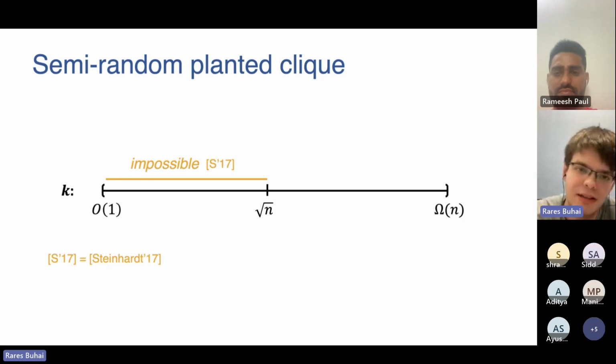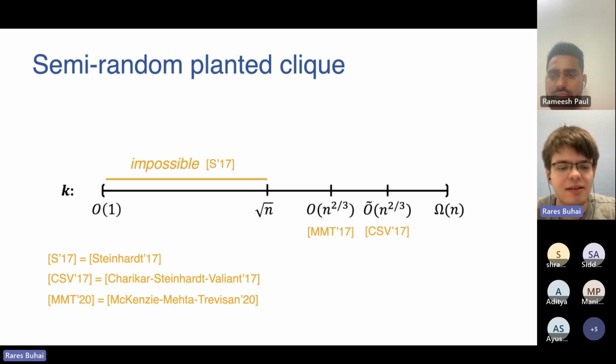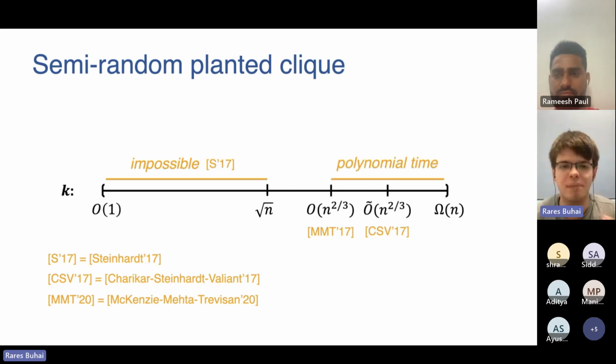So what is known about polynomial time algorithms? There's an algorithm given by Charikar, Steinhardt, and Valiant, which works when k is at least n to the 2/3 times some log factors. This is based on a semi-definite programming relaxation. It was improved by Mackenzie-Matheson to an algorithm that works for k at least n to the 2/3 without any log factors, also based on an SDP. So overall, what was known up until our paper is that for k at least n to the 2/3, you can solve the problem in polynomial time.